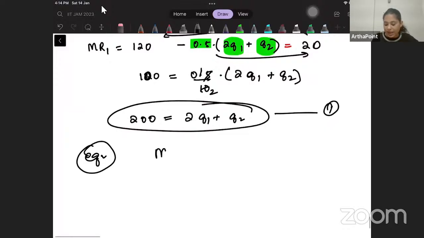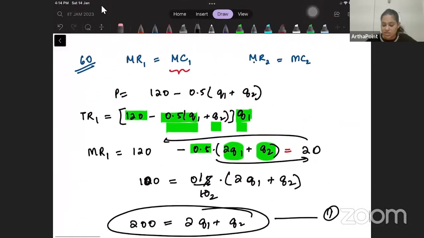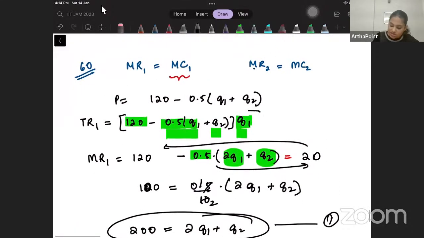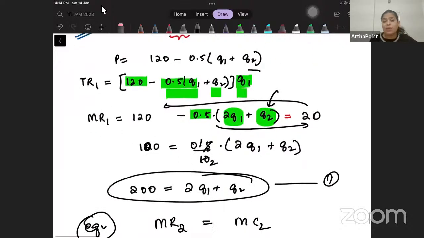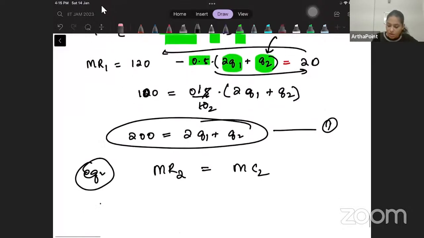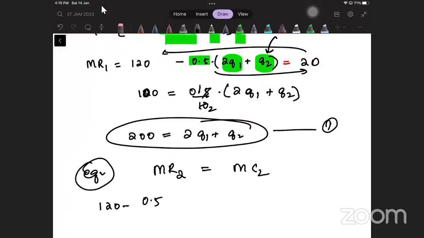So I will equate MR2 equal to MC2. Achha, marginal revenue of firm 2 nikalne ka zaroorat nahi hai. You can just use this marginal revenue of firm 1 and replace Q1 by Q2 and Q2 by Q1. They're similar firms. So I will get 120 minus 0.5 to Q2 plus Q1 equal to marginal cost of firm 2.